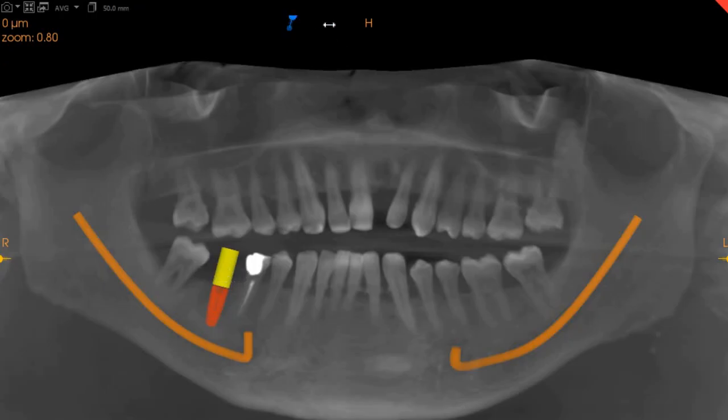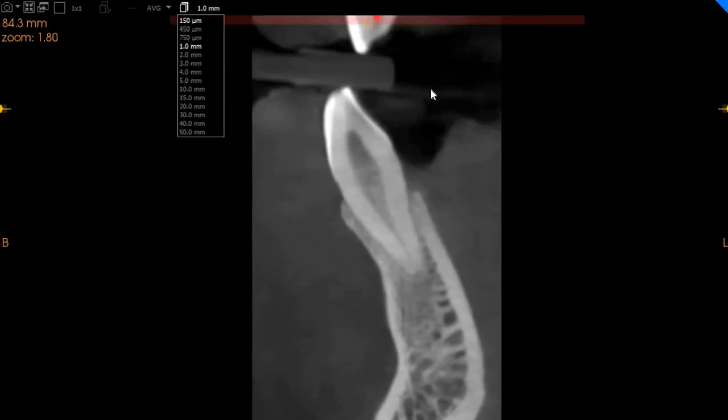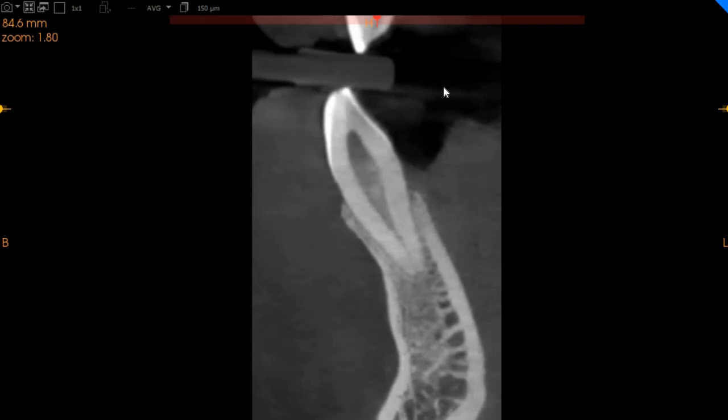As you can see, moving to the lower right canine, the lower right canine appears to be normal. We don't see any pathologies or any problems with the canine. We don't see any cracks, single tooth with a single canal.